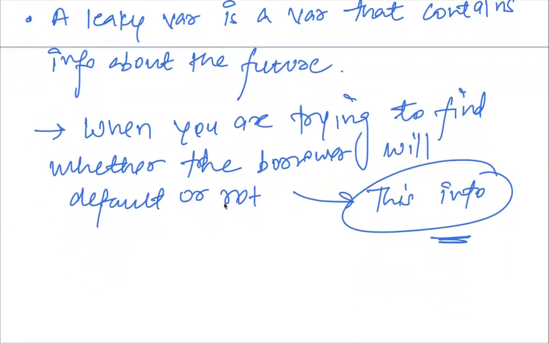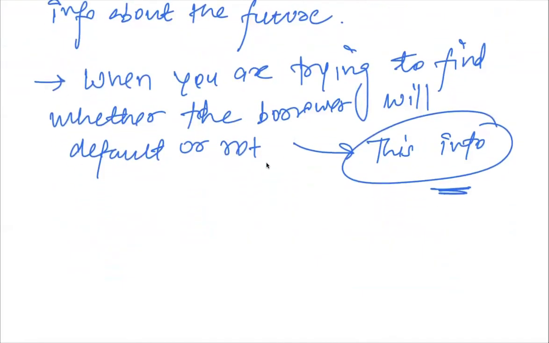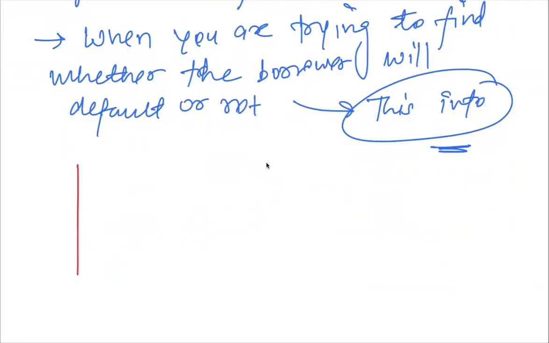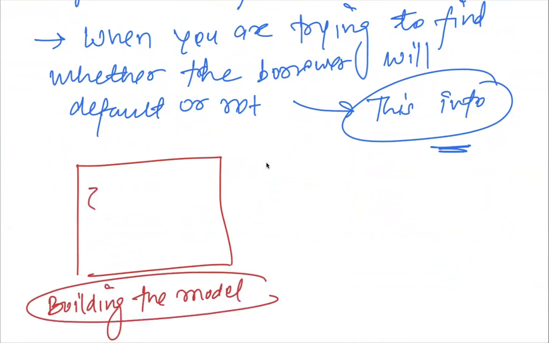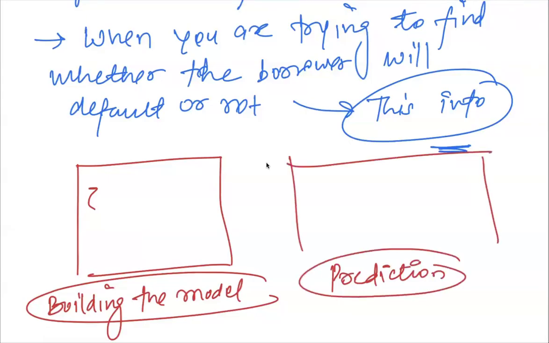I'll give you a few examples. When you are building the model, it's fine. But when you are using the model for prediction, then you need to remove all these variables.